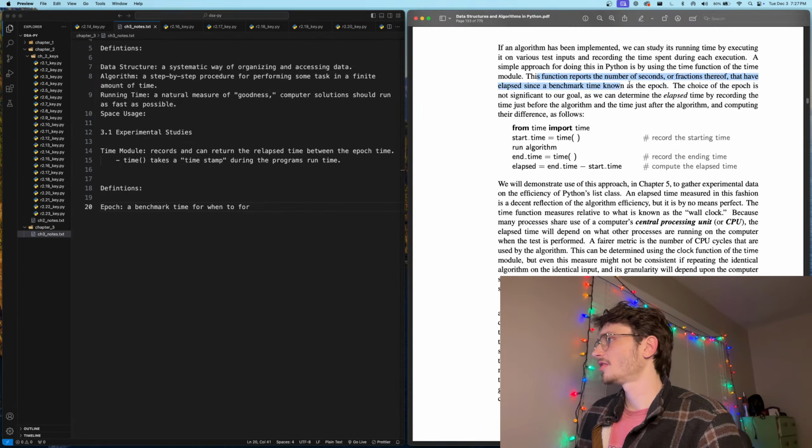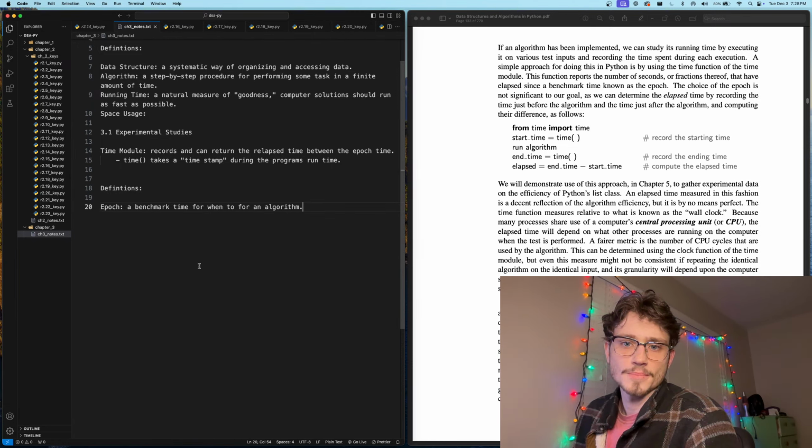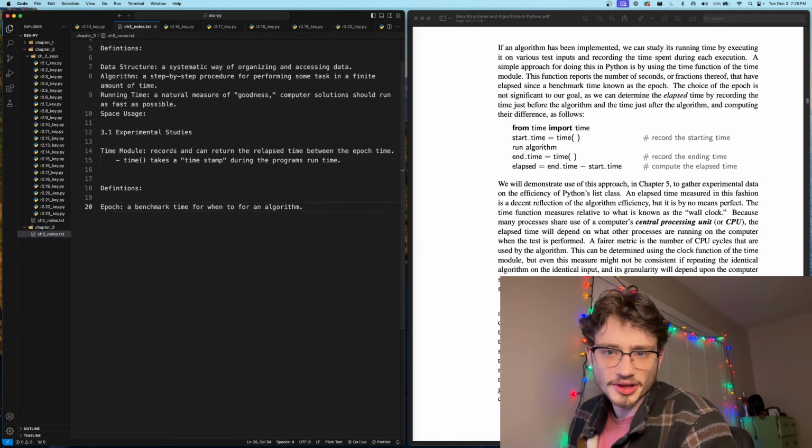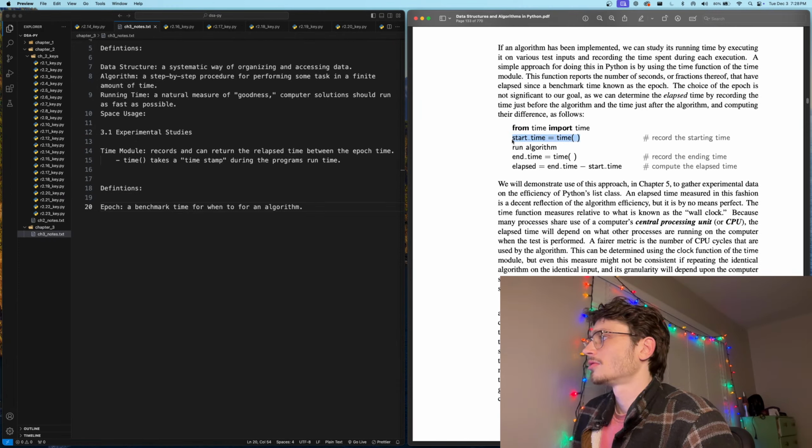It reports the number of seconds or fraction thereof that have elapsed since a benchmark time known as the epoch for an algorithm. Hate spelling this word over and over again. All right. Cool. So basically, a timestamp, yes, the time returned will be irrelevant. That is whatever the value is, but you can subtract the end from the start and get the elapsed time of your quote unquote work. So you can just save it as a timestamp, right? The time returned is irrelevant in that one instance because we want to know the difference of those two times.